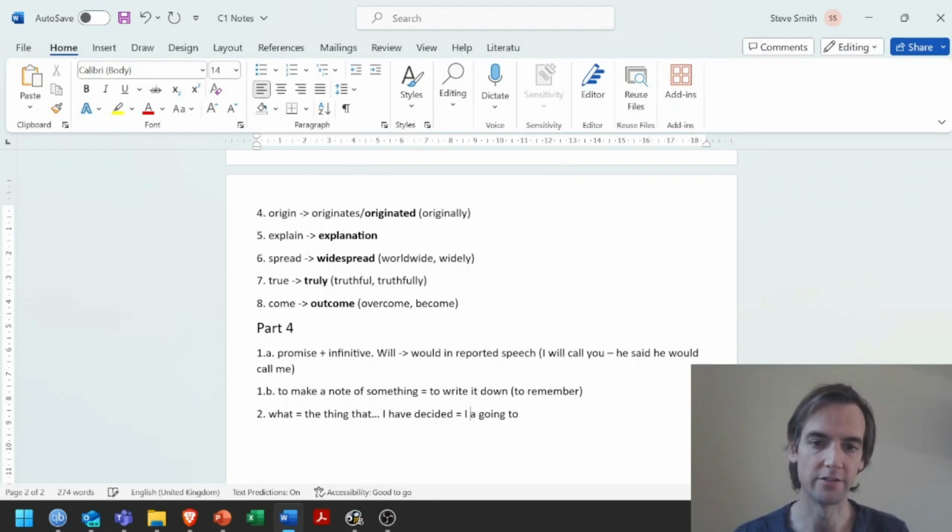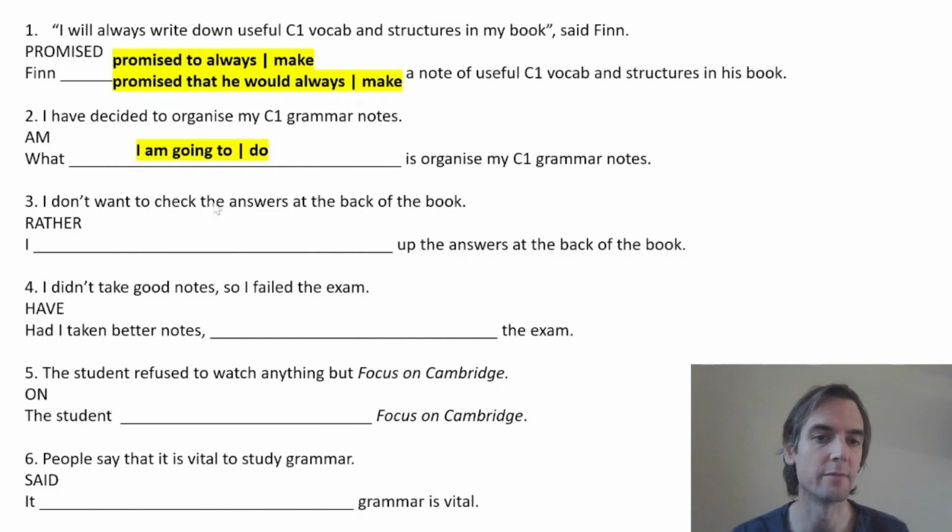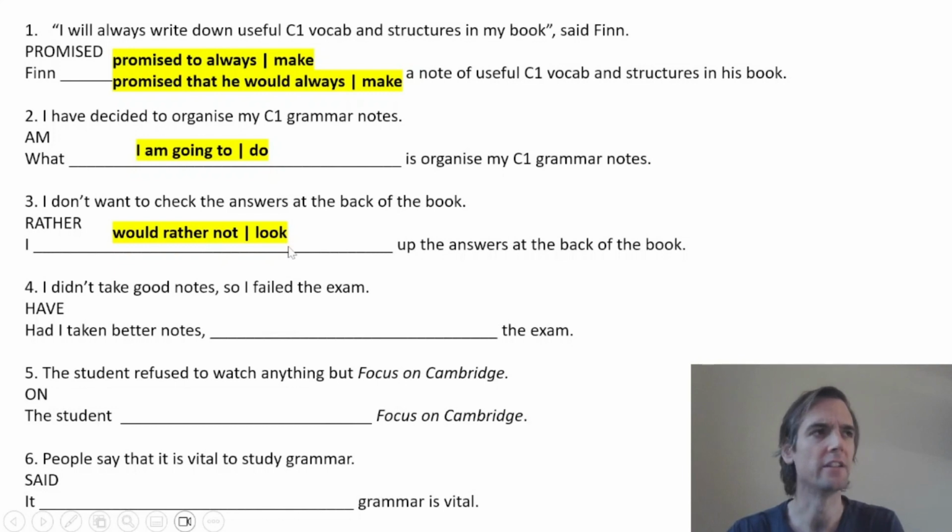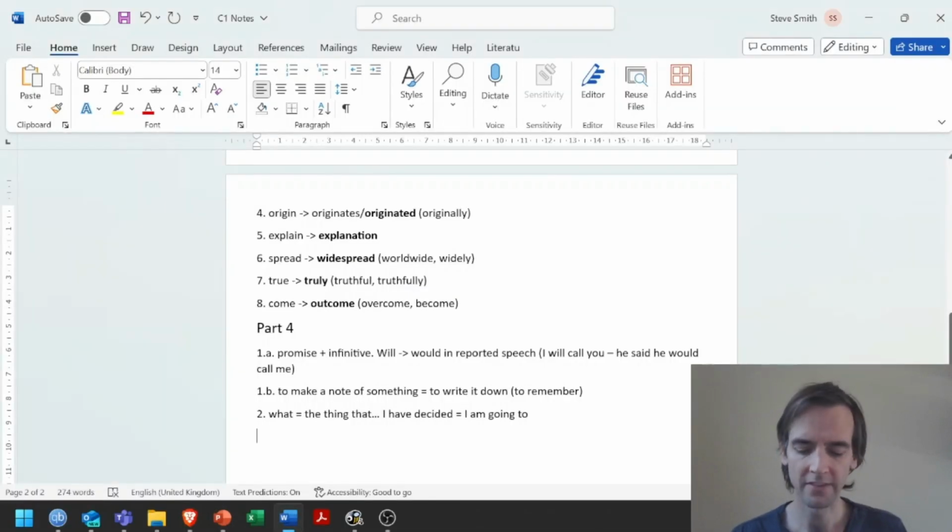But just so we're making sure that we've thought of the common structures that you'll find on the exam again and again. Number 3, I don't want to, check the answers with rather. Well, if you don't want to, then you would rather not do something. So rather not is 1 mark. And check the answers with up, look up. Or as many of the young kids say nowadays, search up, which still sounds a bit strange to me, but that's what you can have on the exam.